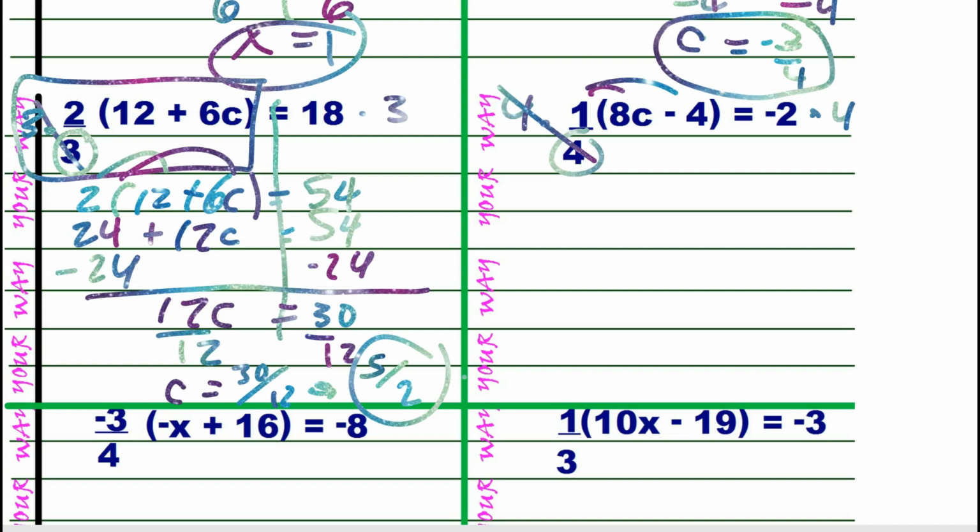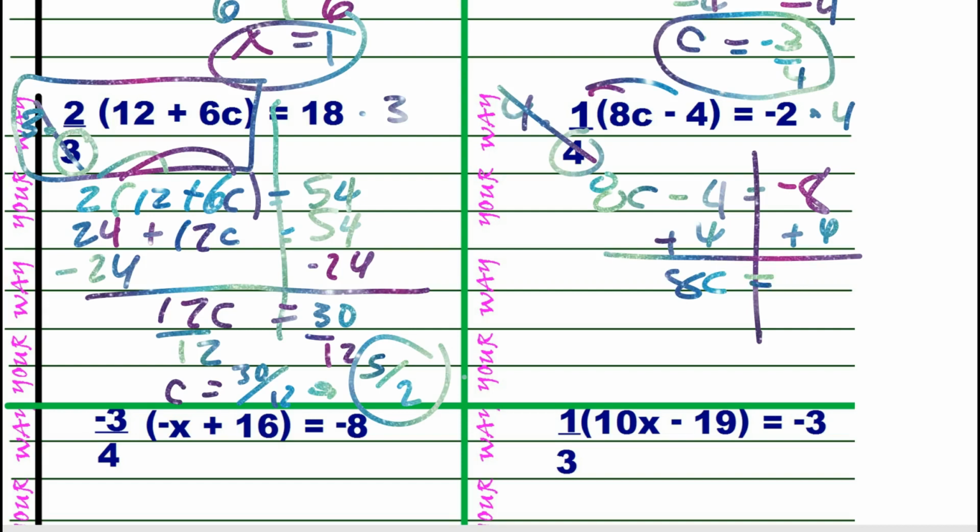So when you distribute that 1 now, you're just left with 8c minus 4 is equal to negative 8. Well, look at here. Now this looks like a shorter way. Add 4 to both sides. I apologize for the length of this video, but this is what it is. We get 8c is equal to negative 4. Divide by 8. We get c is equal to negative 4/8, which is negative 1/2.